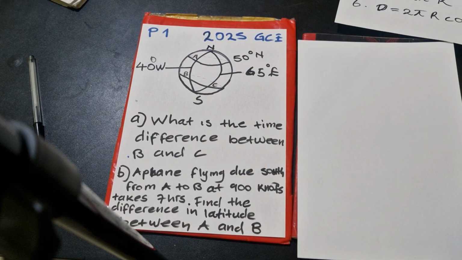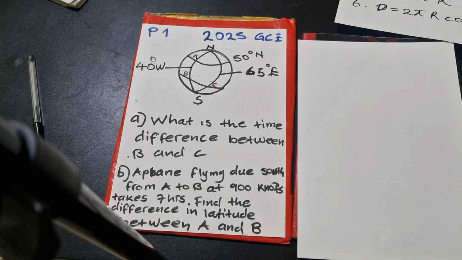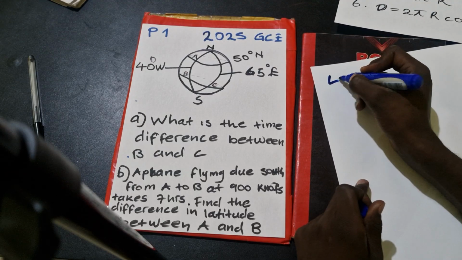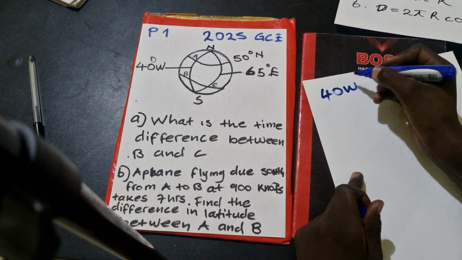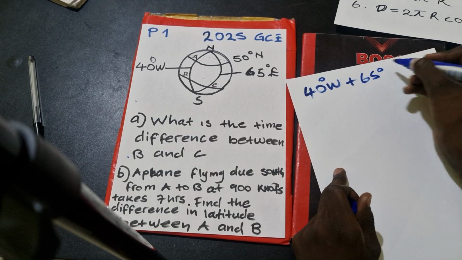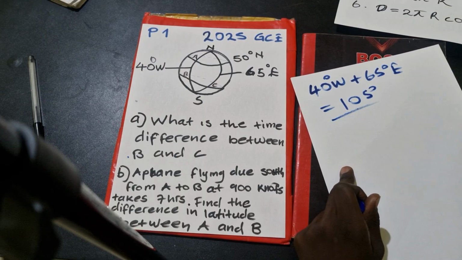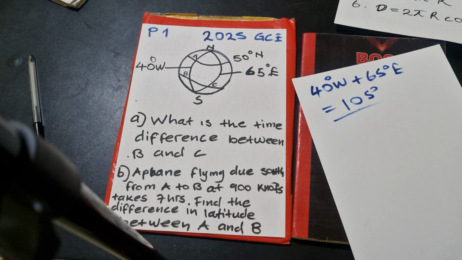So let's dive into it. They are asking, what is the time difference between B and C? Because it's different signs, we are going to add 40 plus 65. It gives us 105. So 40 degrees west plus 65 degrees east gives us 105 degrees. Now we have found the total between 40 degrees west and 65 degrees east.